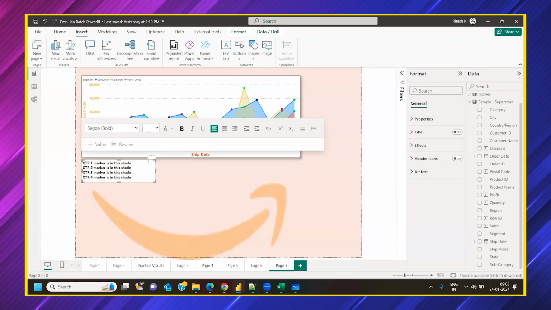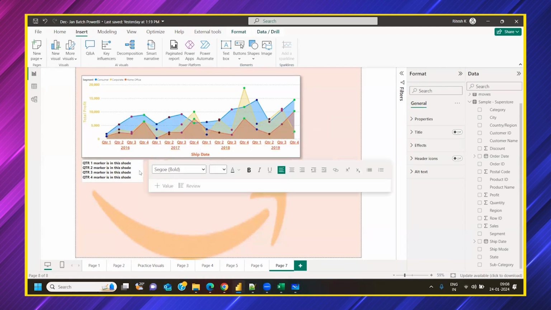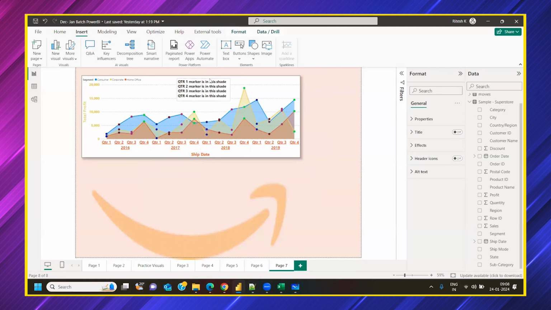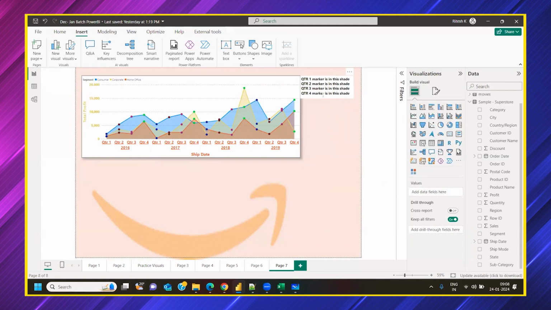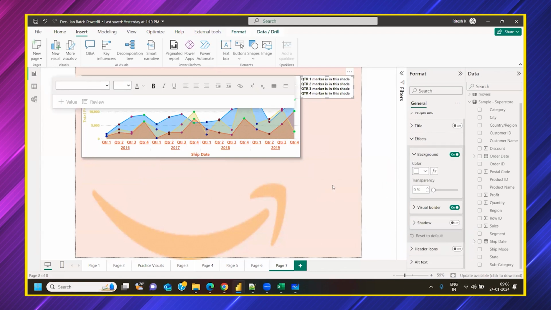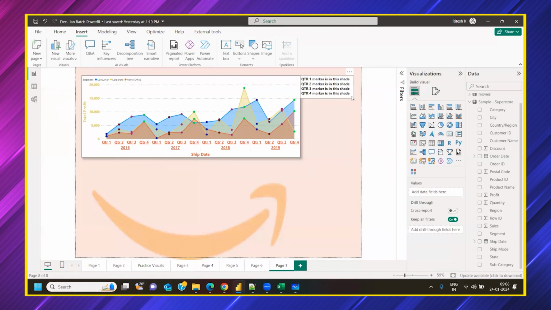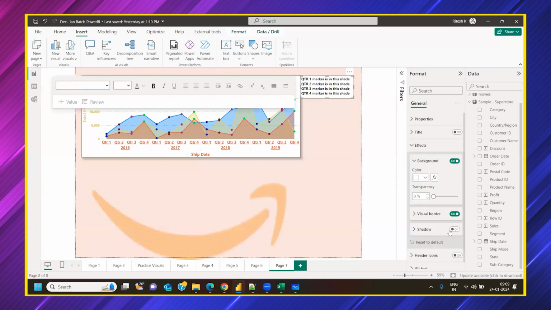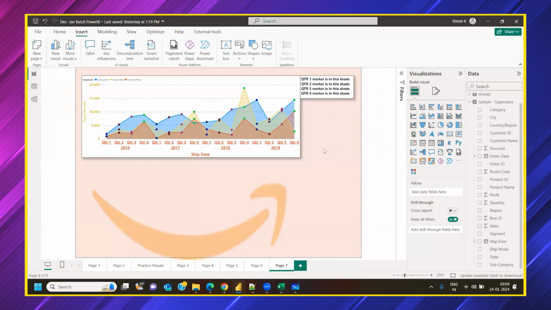I'm trying to mention that information. Now this is done. I will cut it, make it minimized, and paste it somewhere here, maybe at the top where it is not taking away from your representation. For the text box also you have an option. Now you can add a visual border. Yes, visual border is added. If you want a shadow, go to effect, you can turn on the shadow. It is normal, like a visual only.